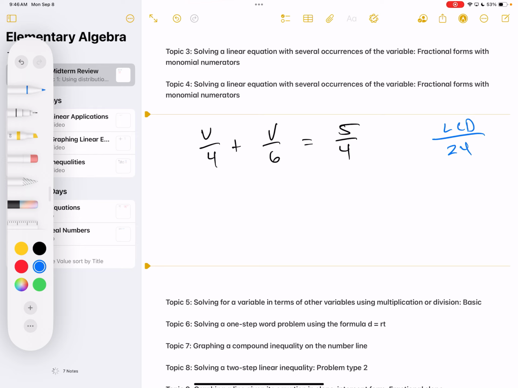So my LCD, I could do 12, but it would be 24. But 12 would be a smaller number to work with. My LCD would be 12. So I multiply everything in here by 12. This is a hard one, so it's fine to do it twice.